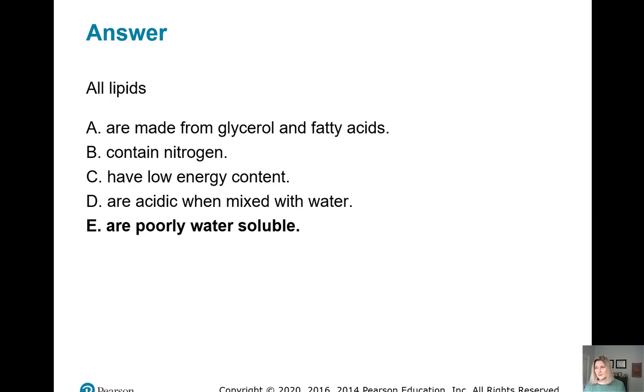All right, so we're going to stop right here. We went through carbs and lipids. We'll hit the proteins and the nucleic acids in the next lecture. So I'll see you then.